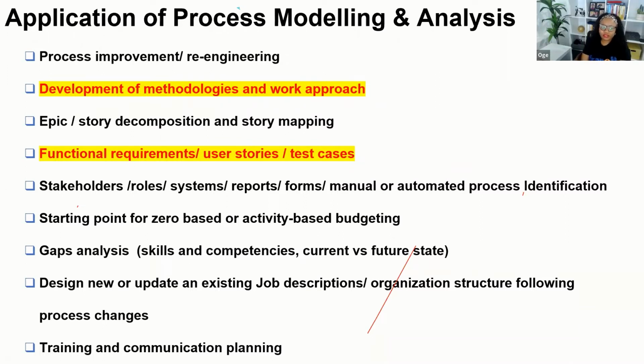Also, in Agile, you talk about story decomposition, story mapping, and epic. They're basically applying the principle of process, because when you are mapping your processes, you are defining sequentially the action or the customer journey, step by step. So story mapping employs the principle of process modeling. When you also look at process decomposition, you are trying to break down your process to the granular level. We have different types of processes.